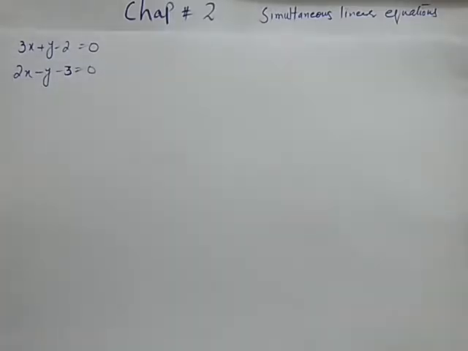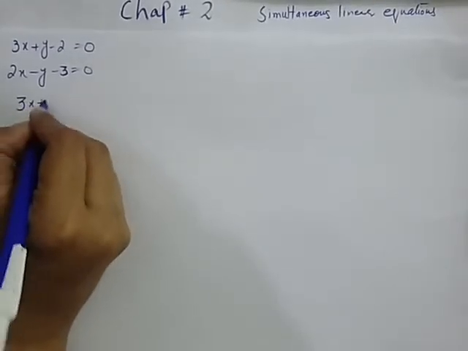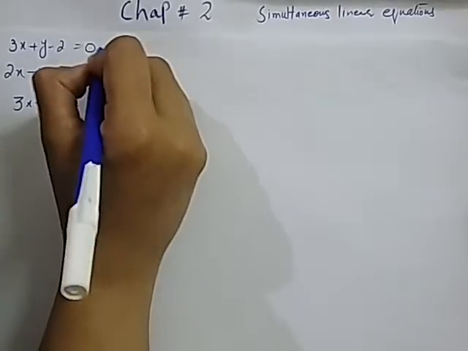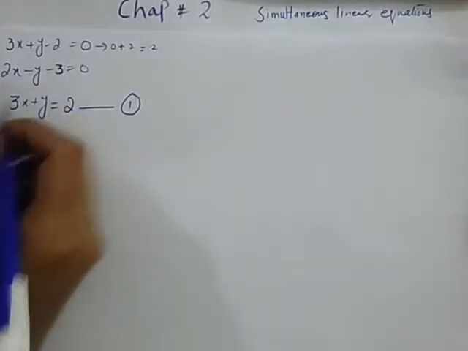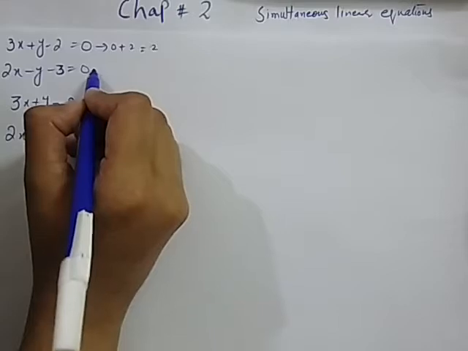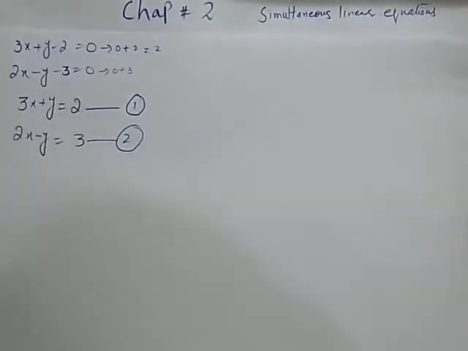You can see this is a kind of question given to you, and you know very well whenever such a question is given, the variables remain on one side and the constants go on the other side. So first of all, let us deal with question number 1. 3x plus y will remain here, then 0 plus 2, the answer will be 2. So this is equation number 1. Similarly, 2x minus y will remain the same, so 0 plus 3 is equal to 3. This will be equation number 2.